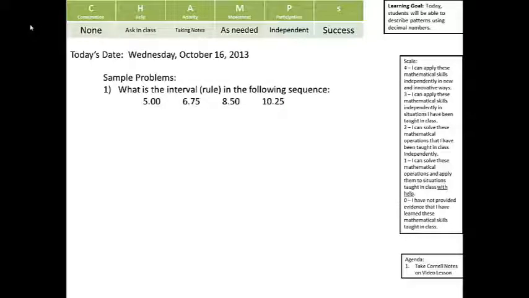And so we'll check our answer, and the answer is adding 1.75 is the interval or the rule for this particular sequence. Let's do another sample problem.